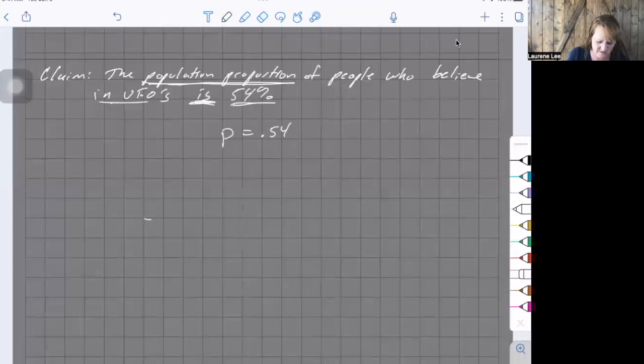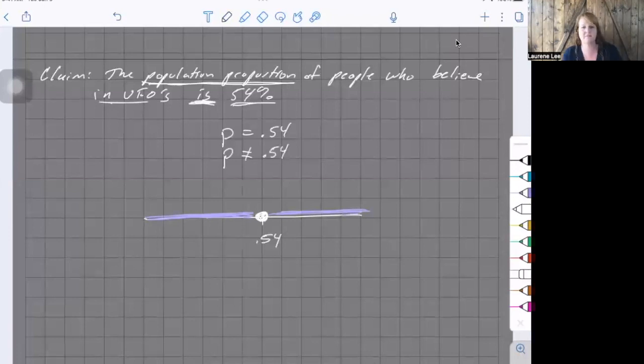So how do we draw this picture? Well, here's 0.54, and I just have a dot right there. That's it. So where's the complement? It's everything above and everything below. The only thing that's not in the complement is 0.54. So the way we write that is P not equal to 0.54, everything else.